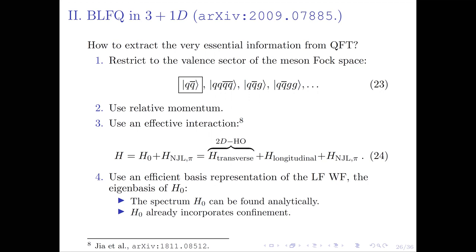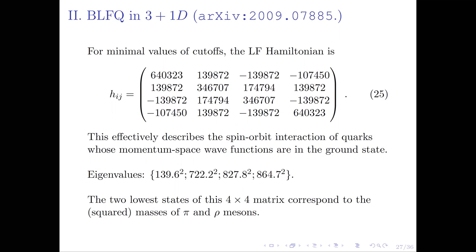All right, so for the absolute minimal choice of cutoffs, the light front Hamiltonian looks as follows. It's just a 4x4 matrix. So why is it 4x4? Well, because we took the momentum eigenfunctions to be in the ground state. And on top of this, we have spin up and spin down for quark and antiquark. Here, the NJL interaction basically gives us the spin-orbit interaction between quarks. And the lowest eigenvalues of this matrix are the pi and rho meson squared masses. So we would like to find those.